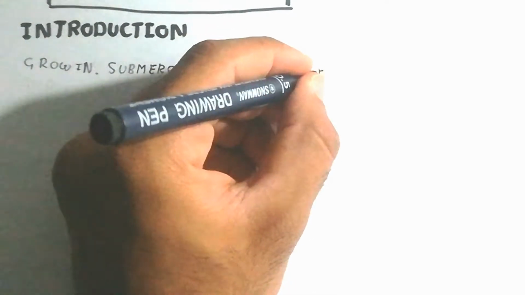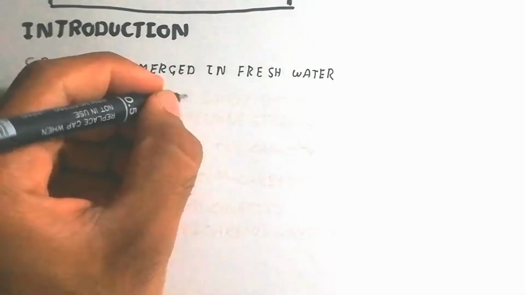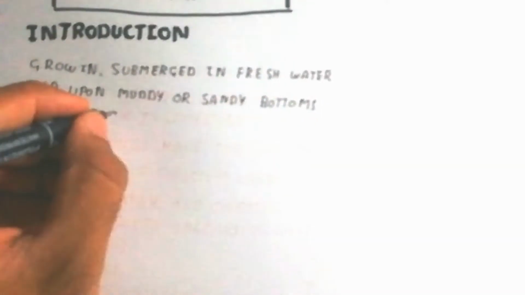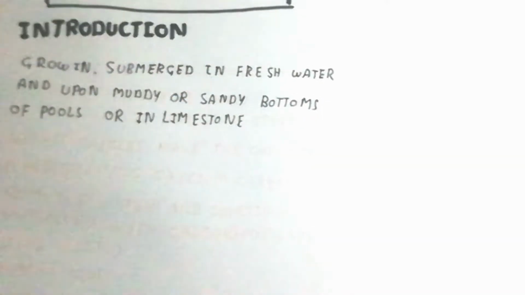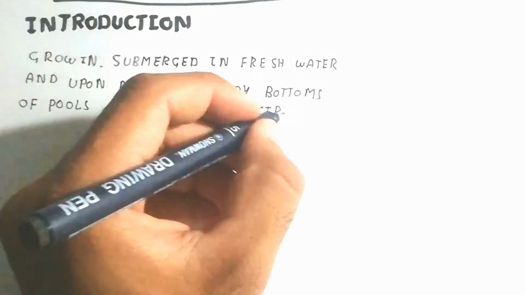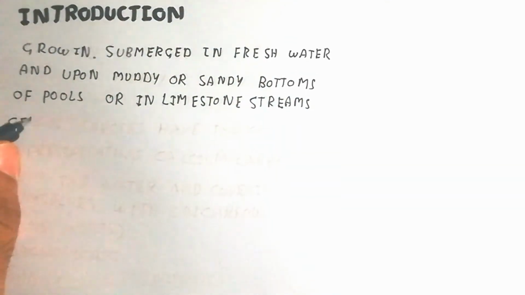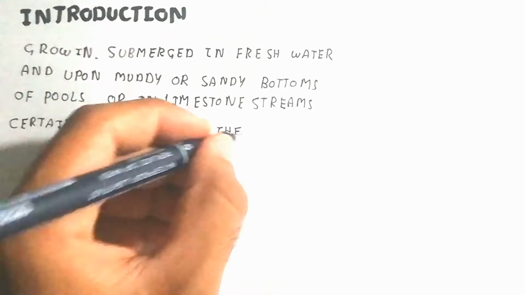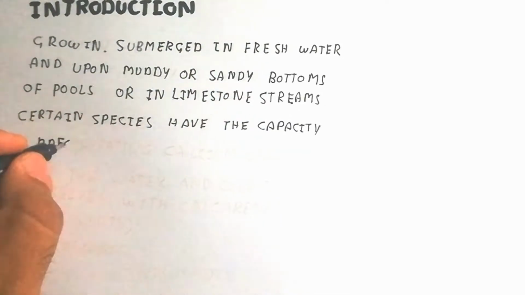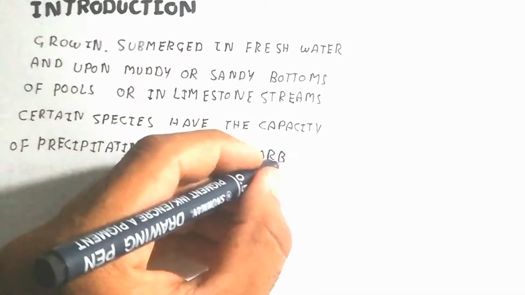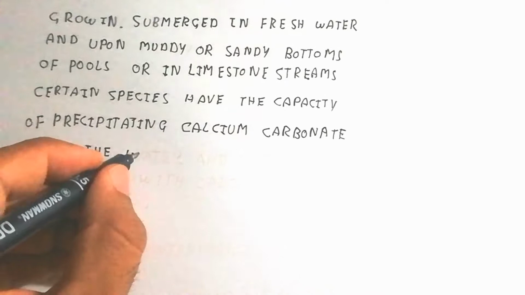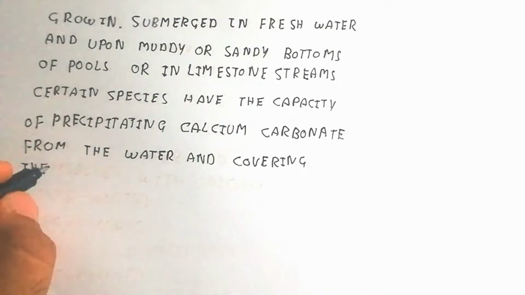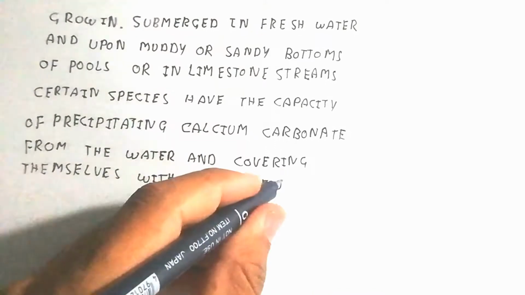The introduction is that it grows submerged in fresh water, upon muddy or sandy bottoms of pools or in limestone streams. Certain species have the capacity of precipitating calcium carbonate from the water and covering themselves with calcareous layers. So that is also known as stoneworts, and here is the stonewort.